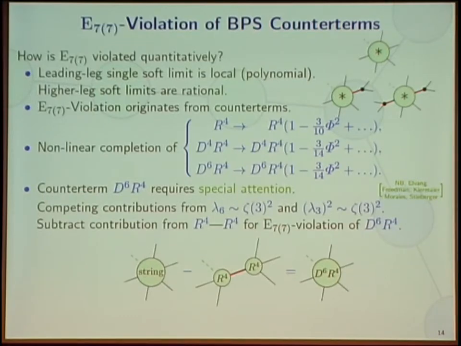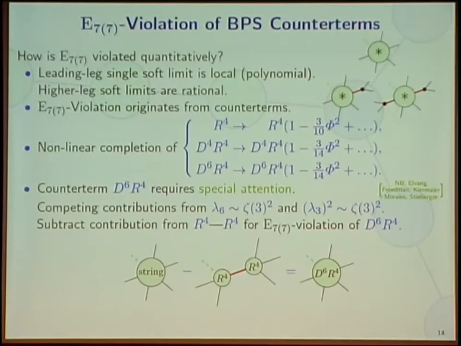In fact, I should mention that this last counterterm requires some special attention, because there are 2 competing contributions which both come with coefficient zeta 3 squared. So in string theory, the lambda 6 coupling will be zeta 3 squared, which is the same as a quadratic combination of 2 of the R4 couplings. And that means when we start with a string scattering amplitude, we should remove this contribution from 2 R4 terms to get the result of D6 R4. But in any case, all of these diagrams in the end have non-vanishing soft limits, so even this term will violate E7.